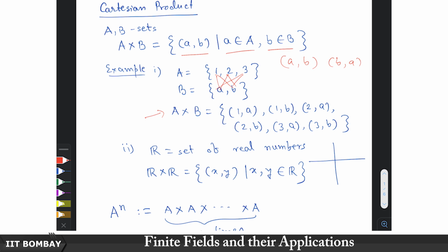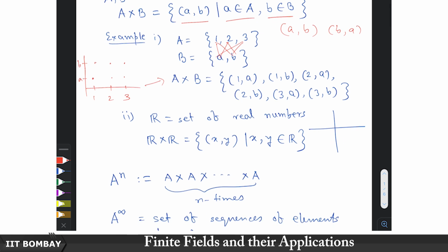You can think of A being drawn on the x axis as 1, 2, 3, and a and b here, and then there will be these 6 elements corresponding to 6 pairs.